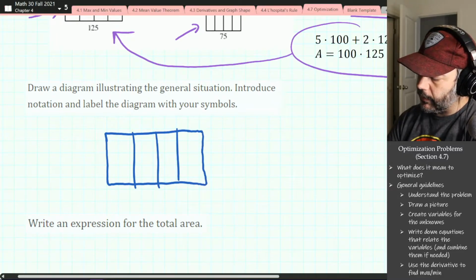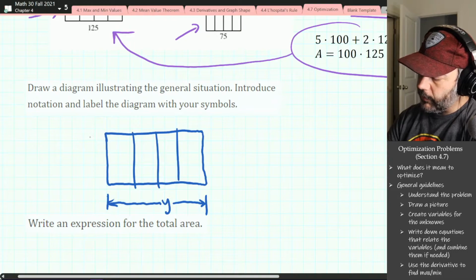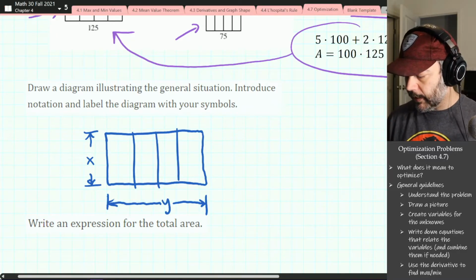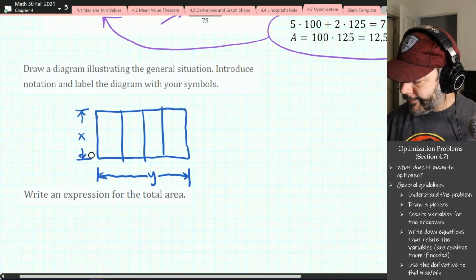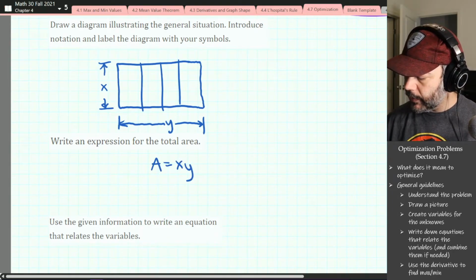And I think in WebAssign, because they're looking for a specific answer, they're going to tell you how to label these. If I remember right, they want you to label the long side Y and the short side X. They tell you how to label it. Yeah, that's it. Write an expression for the total area. A is X times Y.